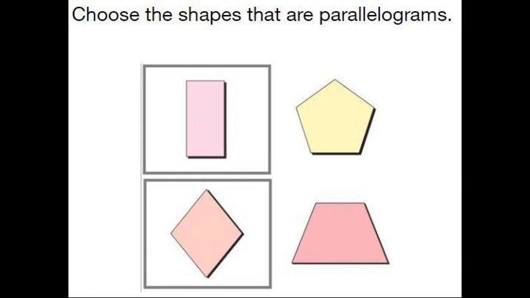Mathematicians, I hope you picked the two shapes on the left. Those are parallelograms because they have two sets of parallel sides. The pentagon and the trapezoid on the right side are not parallelograms.